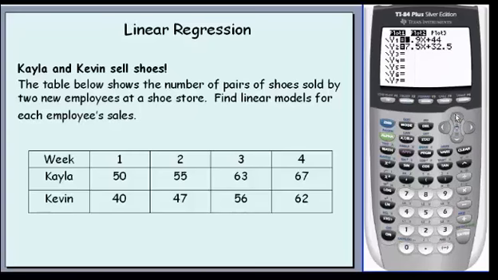So my recommendation is once you're done with your regression problem, go back to y equals, unhighlight the plots that you've highlighted, and then you reduce the risk of possibly having some error later, because it is possible that those lists could change. So that's how you do a linear regression.